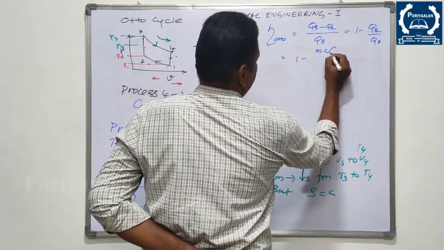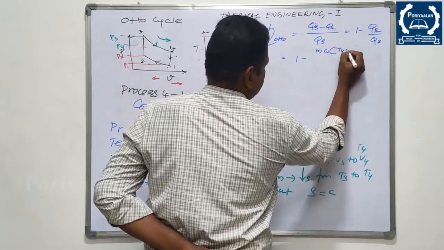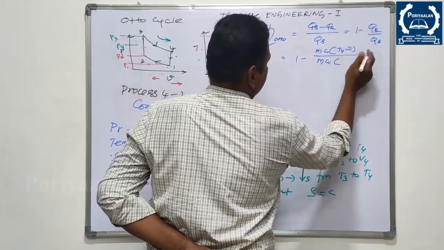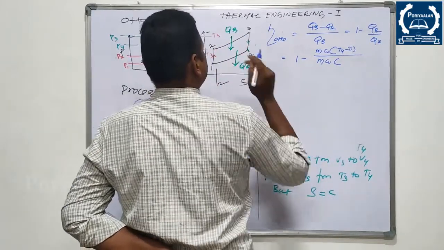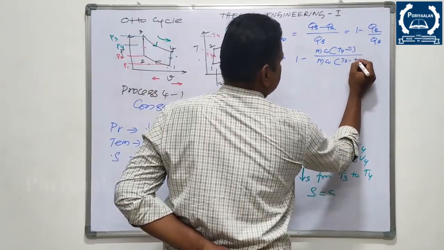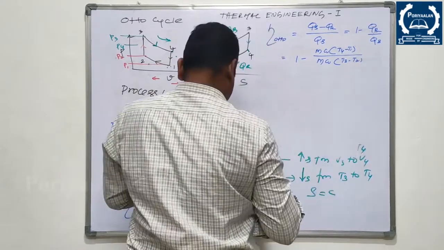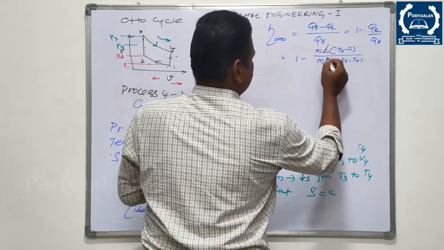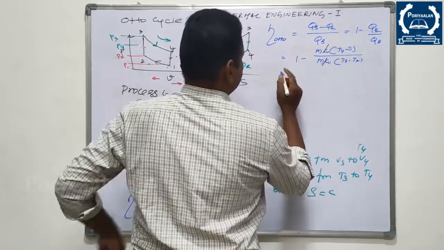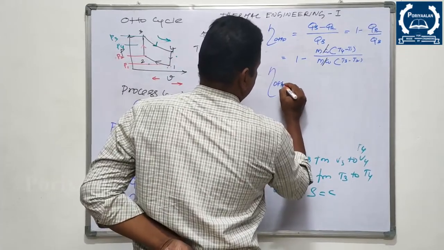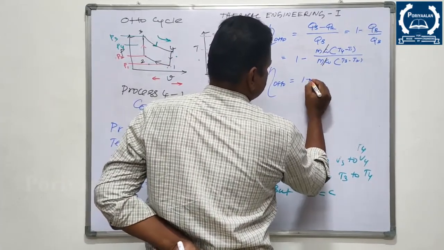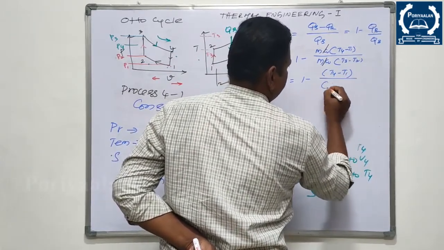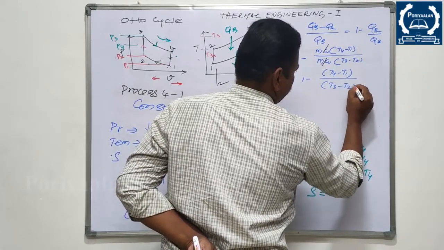Finally this will become 1 minus QR, which is m Cv into (T4 minus T1), divided by m Cv into QS, which is (T3 minus T2). So you can eliminate these two, m Cv. So finally the efficiency of the Otto cycle in terms of temperature difference is (T4 minus T1) divided by (T3 minus T2), right?